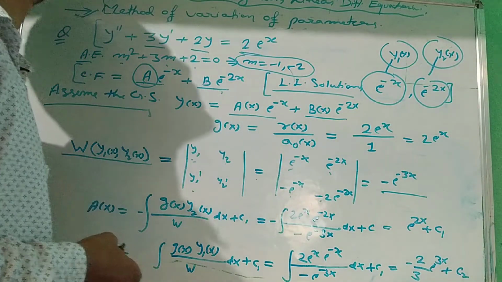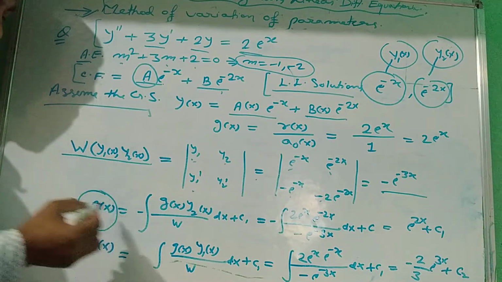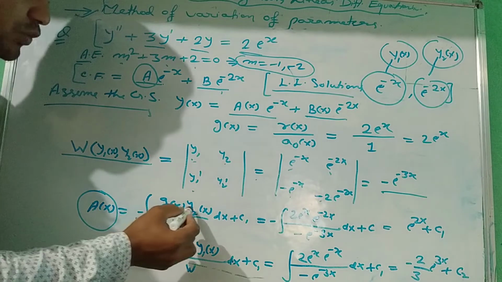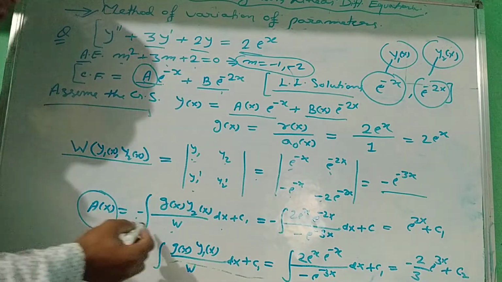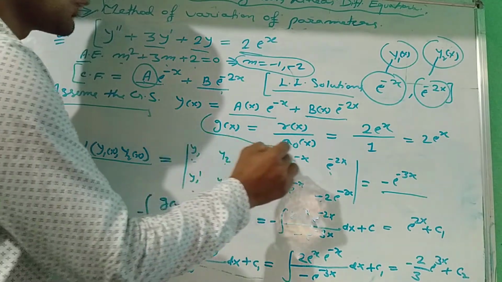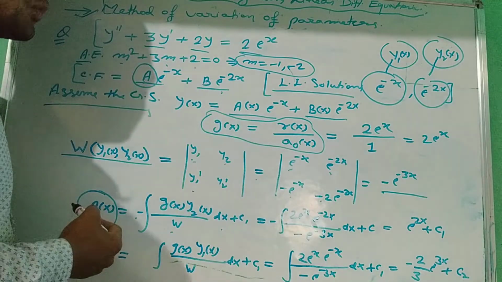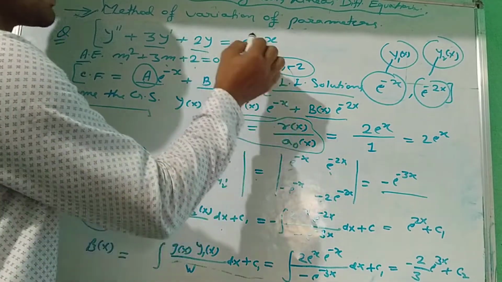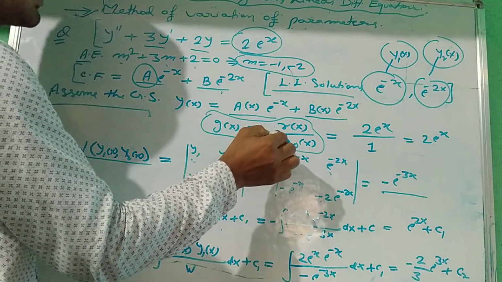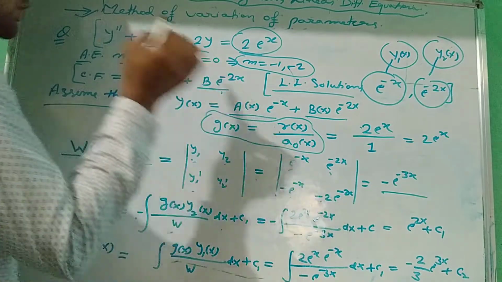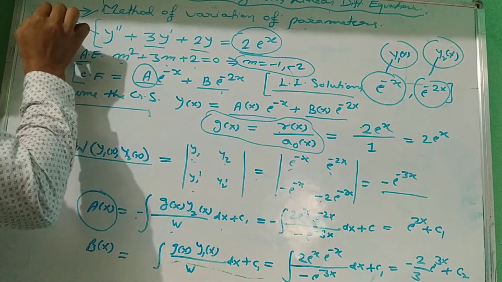The value of a(x) equals minus integration of g(x) y2(x) upon Wronskian dx plus c1. We have the value of g(x). We know the formula of g(x). g(x) is a function which we can generate from R(x). The value of the right hand side is R(x), which is 2 e to the power x, and a naught x is the multiple of this. This is the a naught x here.